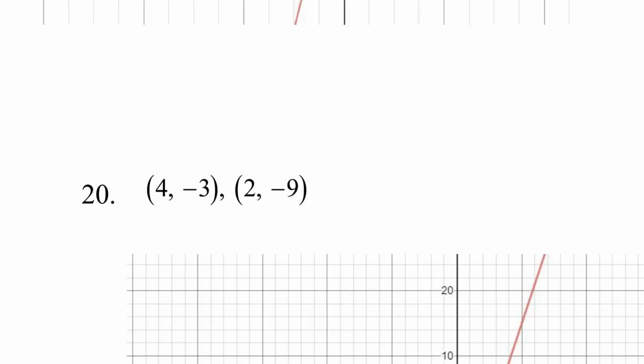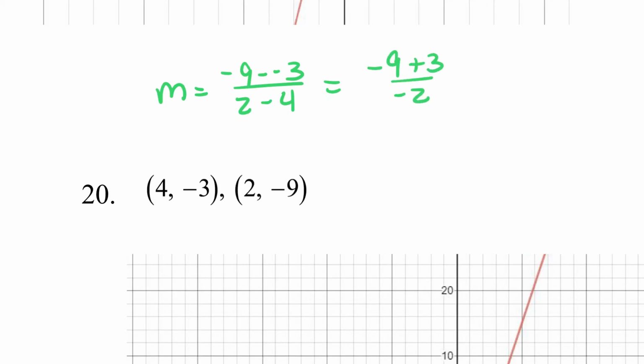Question 20 is the same, but now we're given two points. So I need to first find the slope, which is -9 minus -3 divided by 2 minus 4, which is -9 plus 3 over -2, which is -6 over -2, which is +3. So my slope is +3.